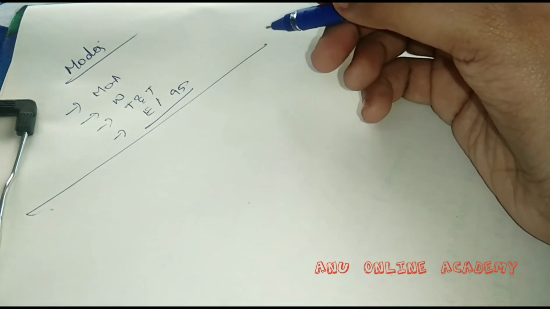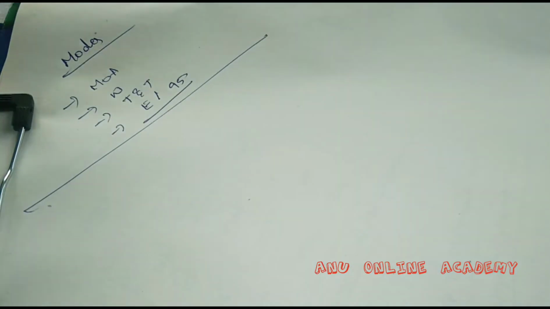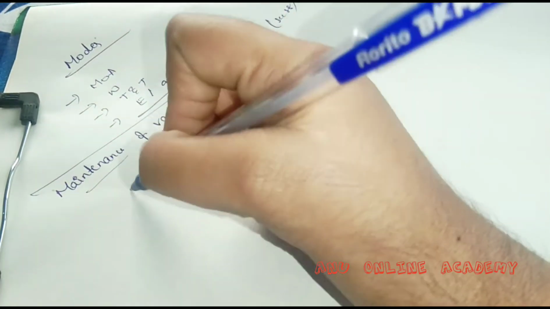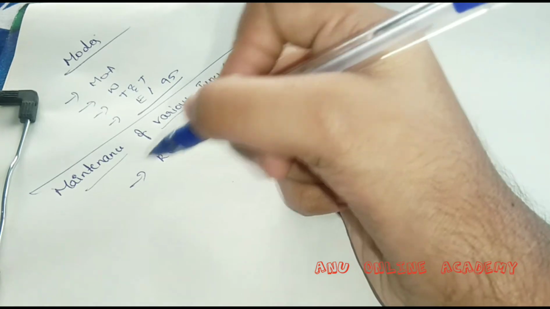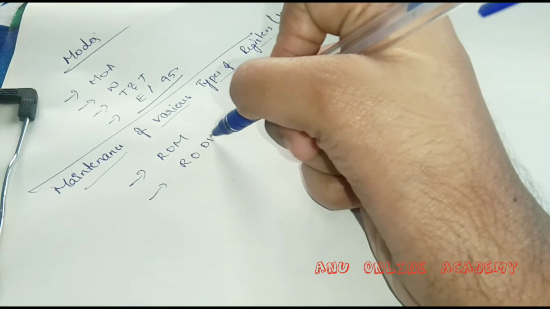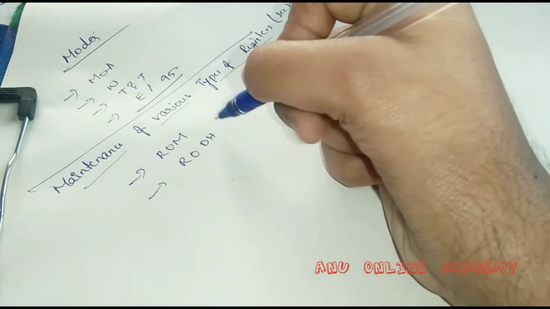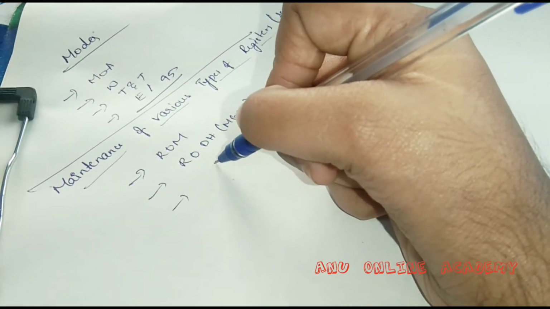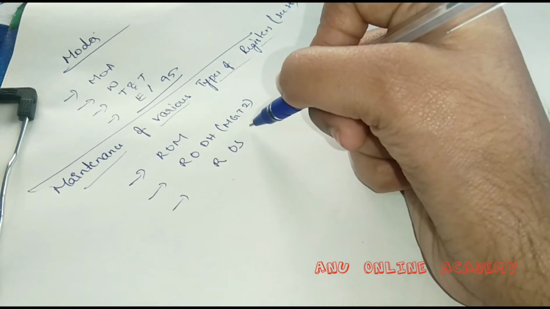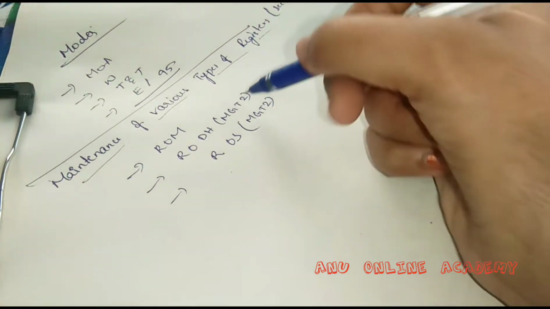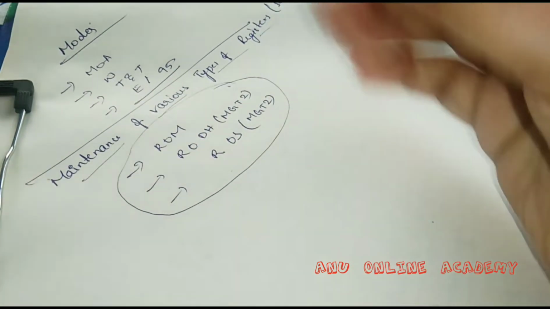And so the next one, maintenance of various types of registers. See, every company shall maintain registers: a register of members for each class of shareholders, a register of debenture holders for each class of debentures in form MGT 2, and a register of other securities holders in MGT 2. Every company shall maintain these registers.